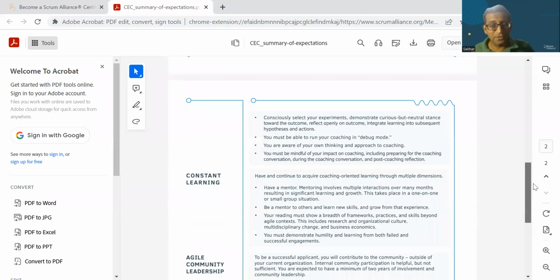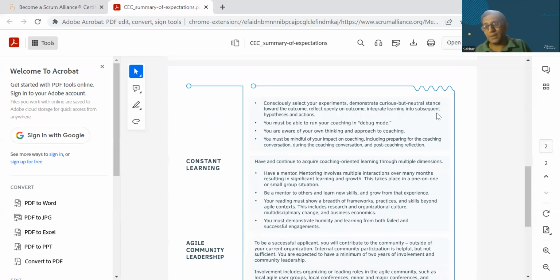Then select your experiments and hypotheses and demonstrate a neutral step. Not easy. And reflect on the outcome and integrate learning into subsequent hypotheses and actions. You must be able to run your own coaching in a debug mode. That's fantastic. And how many of you did that in the past? And you must be aware of your own thinking and approach to coaching. You must be mindful of the impact you are creating, and prepare for coaching and do post-coaching reflection.